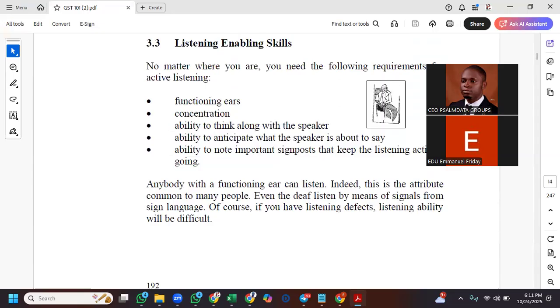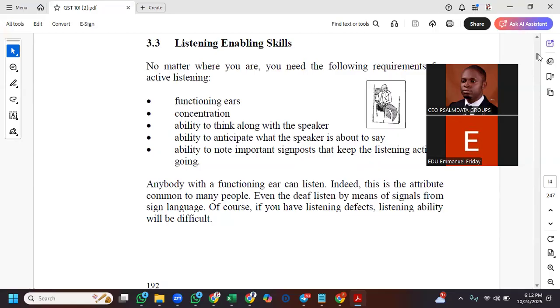That is the formula. F stands for functioning ears. For you to listen effectively, you must have ears that can hear words very well. The second one is C, which stands for concentration. FCAAA, or FC triple A. The first A means ability to think along with the speaker, and that is the third listening enabling skill. The next A stands for ability to anticipate what the speaker is about to say. And the last one is ability to note signposts. We've talked about that at length.